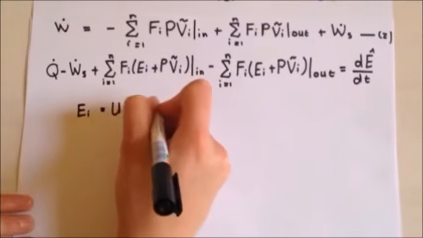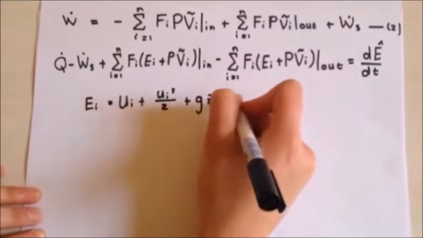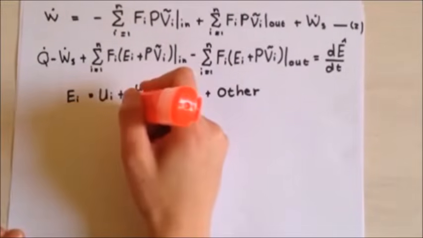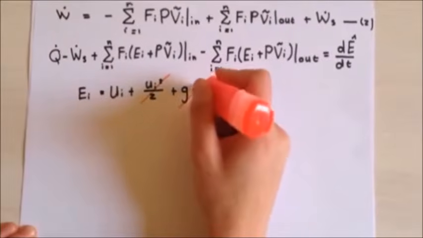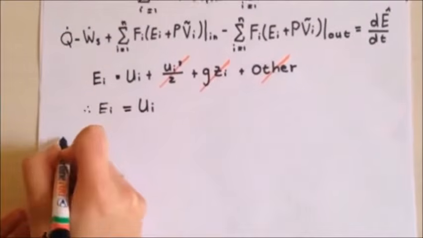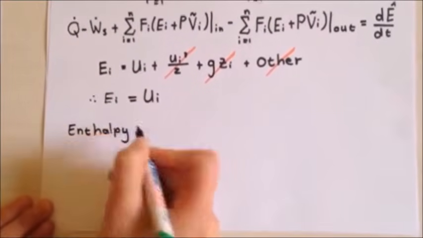We know that the energy of the mass entering and leaving the system is made up of the internal energy, kinetic energy, and potential energy. Assuming the kinetic, potential, and other energy terms are negligible in comparison to the enthalpy, heat transfer, and work terms, then the energy of the mass entering and leaving the system is equal to its internal energy.